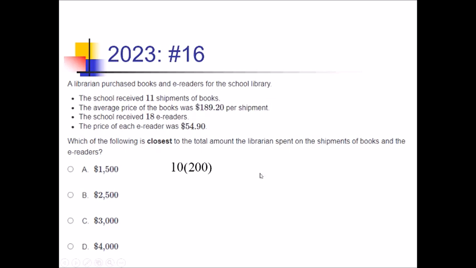So I'm adding this next total now. I've got plus these two things multiplied together. So plus 20 times the price of each e-reader, $54.90. I'm thinking 50 is close enough to that. I rounded up on the number of e-readers, so if I round down on the price, split the difference, that should actually work out pretty well. Okay, so multiplying this out, 10 times 200 is 2,000. 20 times 50, let's see, 2 times 5 is 10. Throw 2 more zeros in there. That's another $1,000. 2,000 plus 1,000 adds up to 3,000, which is one of the answer choices. So we'll go with choice C.